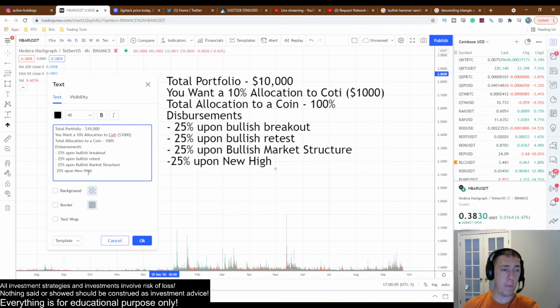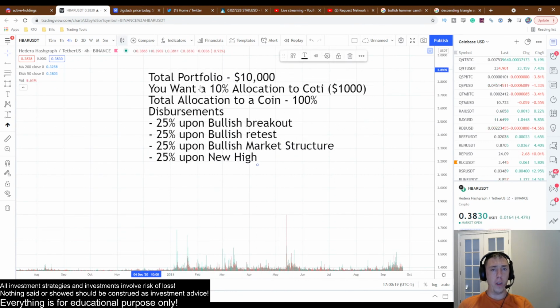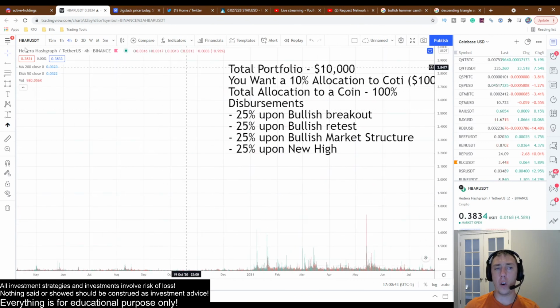This is what I recommend for myself, what I do. Now, obviously, I cannot give you guys financial advice. I'm not a financial advisor, all that yada yada. Do your own research, manage your own risk portfolios the way you want. But this is how I manage my portfolio. So let's say I want 10% of my $10,000 to go to Cody. That means of the $1,000, I'm going to put 25% on the bullish breakout, 25% on the bullish retest, 25% on the bullish market structure, and 25% on the new high.